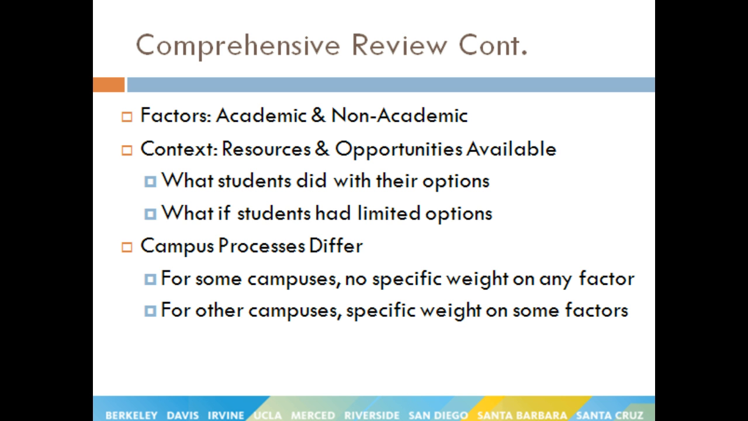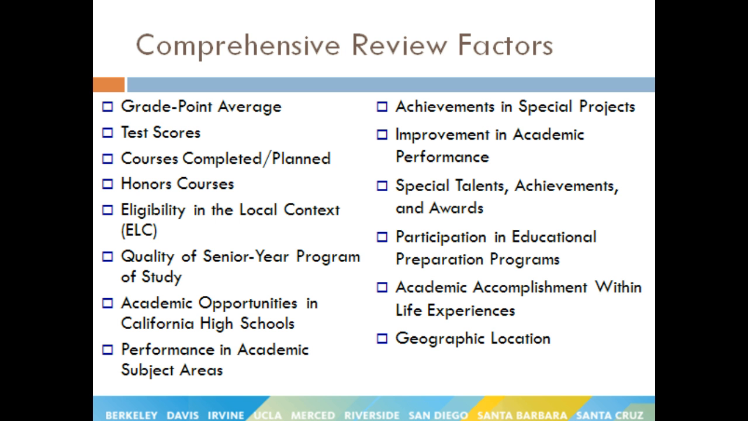Or if you had limited opportunities, why was that? If you had the chance to take advanced classes or participate in clubs, did you choose to do so? If not, why didn't you? You need to make sure to answer these questions throughout your application. This slide shows you the 14 factors that UC determined as part of their comprehensive review process. We won't go through all of them, but you can see that they include both academic and non-academic factors.